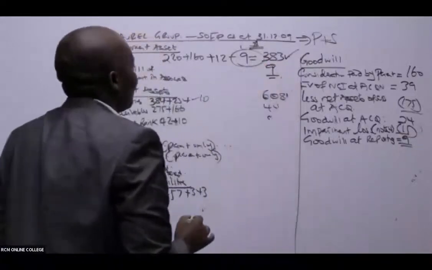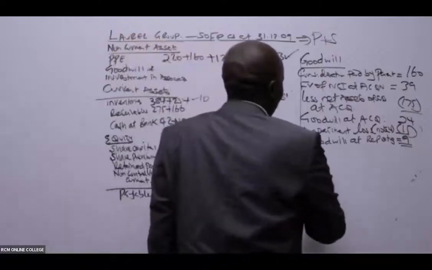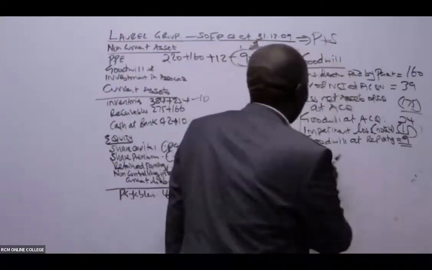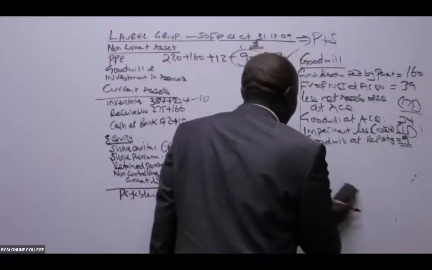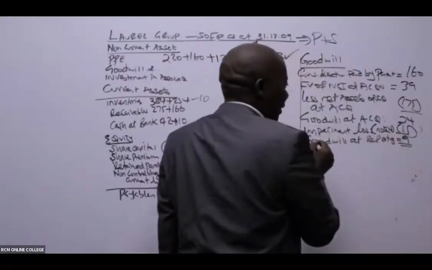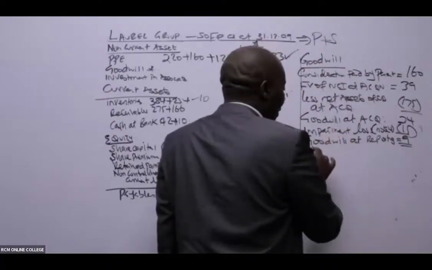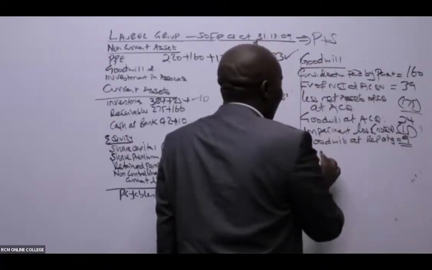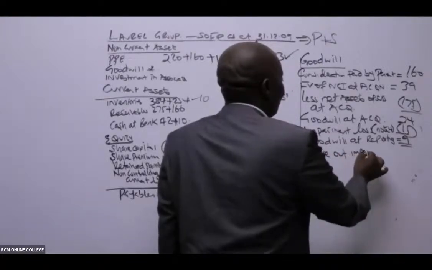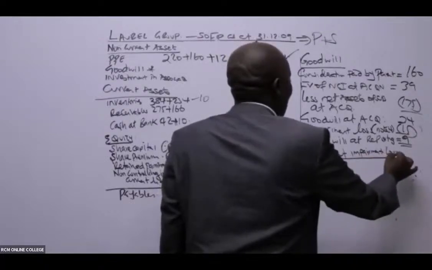Very good. Then go ahead and give me a working for NCI. No, before NCI, please, we have some income statement item here. This impairment loss is an income statement item. Share out the impairment loss to the owners of the group.